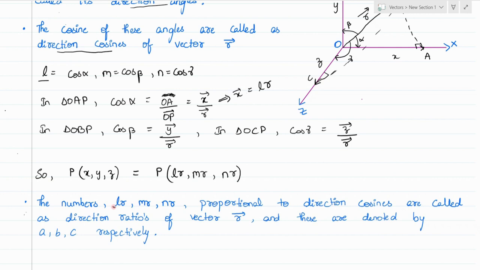The numbers LR, MR, NR, proportional to the direction cosines, that is DCs, are called direction ratios, DRs, of vector R, and these are denoted by A, B, C respectively. So direction cosines are denoted by L, M, N respectively, and direction ratios are denoted by A, B, C respectively.